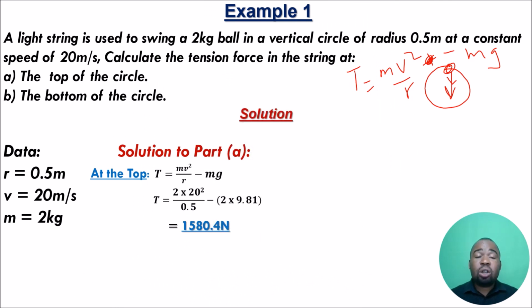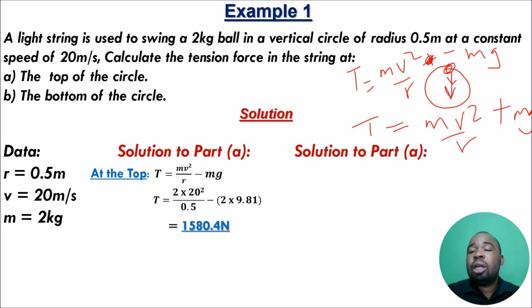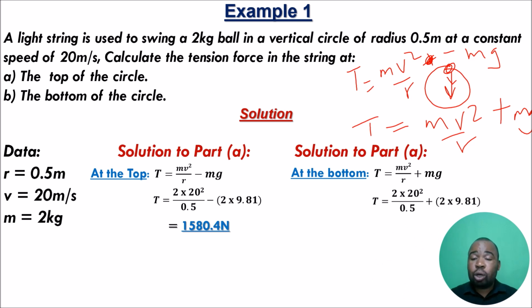Welcome back. Let's go through part B, then you compare your findings with the ones which are coming to your screen. Now, for part B, we are at the bottom of the circle, and we said the tension is equal to mv squared over r plus mg. That's the expression we derived. Replacing letters with numbers, 2 for mass times 20 for speed, we square the speed, divided by 0.5 plus 2 by 9.81, you are supposed to get 1619.6 newtons.